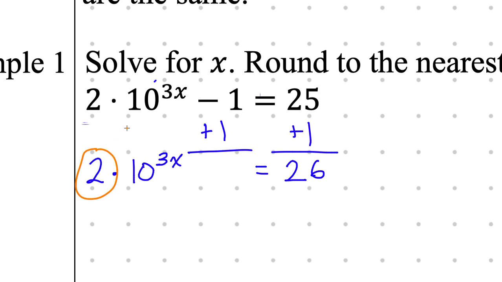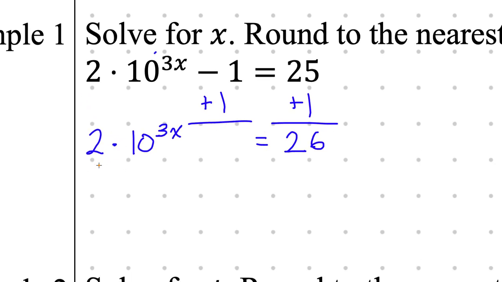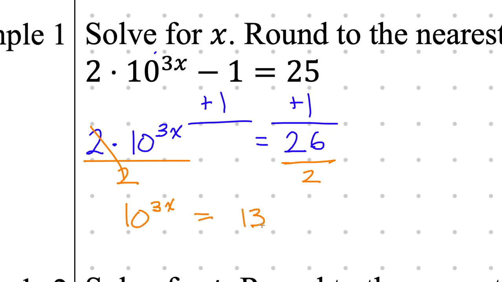Say it louder. You're saying the wrong word, but yeah, you do something with multiply or divide with the 2. Both sides, I do the inverse operation of multiply. Yeah, divide both sides by 2. Divide by 2, divide by 2. And we get now 10 to the power of 3x is equal to 13.